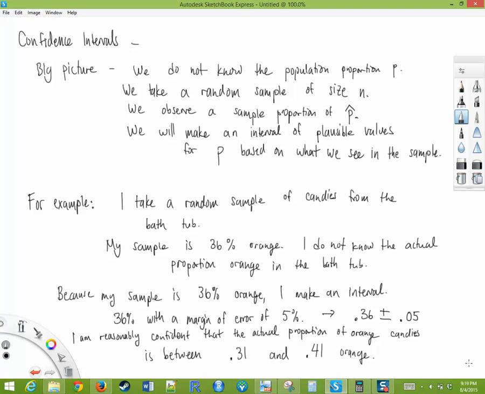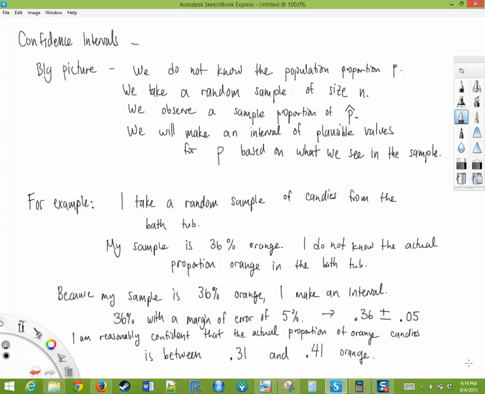Okay, so this is where we're headed. I don't know how much in the bathtub is orange, but I took a random sample, and my random sample gave me 36% orange. Because of that, I can say my random sample should be somewhat close to the actual proportion, but I don't know if the actual proportion is higher or lower than my random sample.